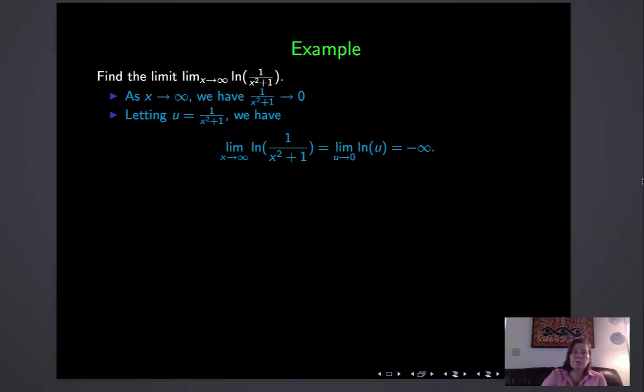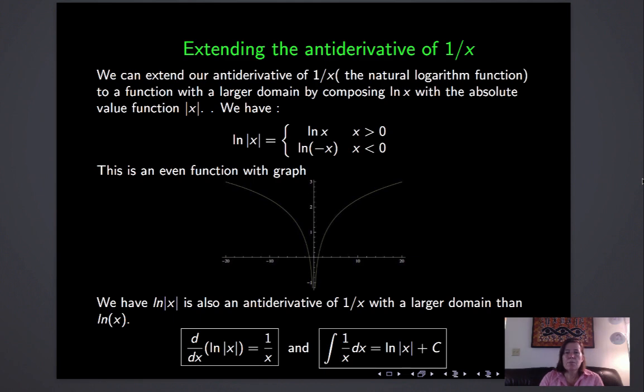Now here's an important function which is related to the natural log of x, except it has a bigger domain. Remember, 1 over x is defined for negative values of x, but we've only found the antiderivative, the natural log of x, when x is positive. So the natural log of x is only defined for positive values, but we can extend the domain by looking at the natural log of the absolute value of x.